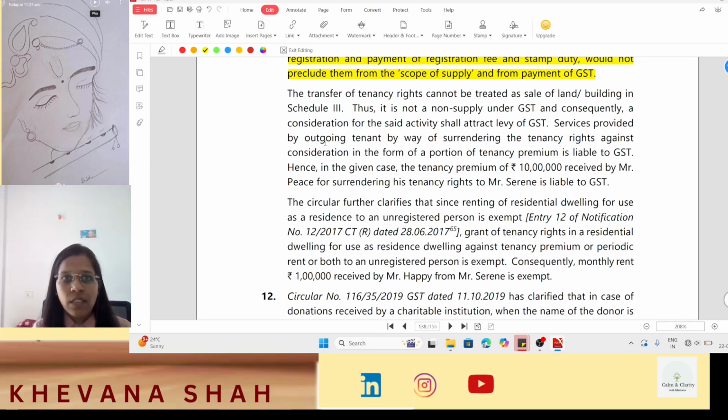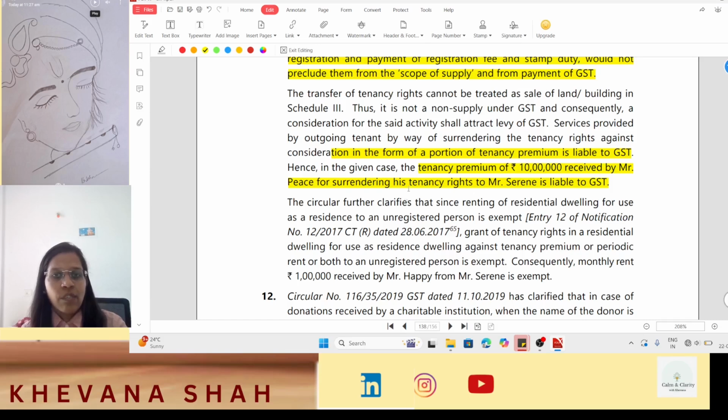Consequently, consideration for the said activity shall attract levy of GST. Services provided by the outgoing tenant by way of surrendering the tenancy rights against consideration in the form of a portion of tenancy premium are liable to GST. So the tenancy premium of rupees 10 lakhs received by Mr. Peace for surrendering is liable to GST.